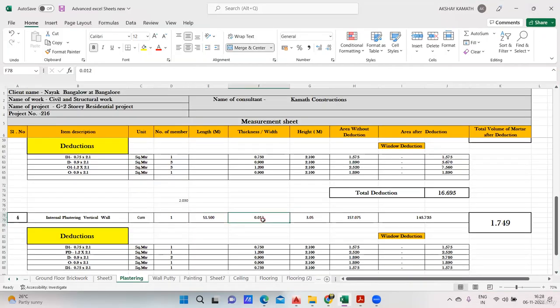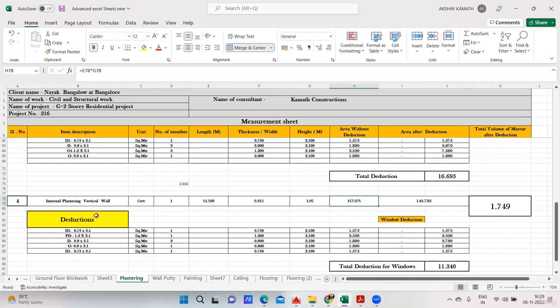Now thickness is again 12 mm. The height I already explained: 3.2 minus 0.15 we are supposed to do, that is the ceiling height. So now you want the total area of plastering. Running meter 51.500 multiplied by 3.05 will give me the total plastering area.